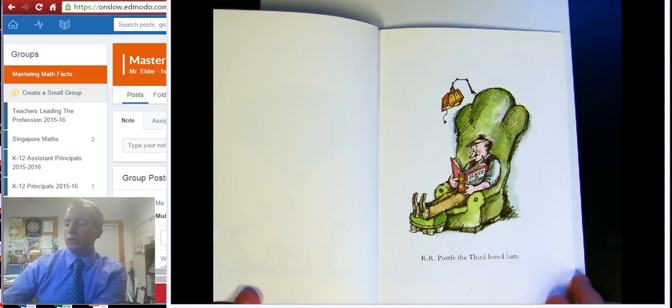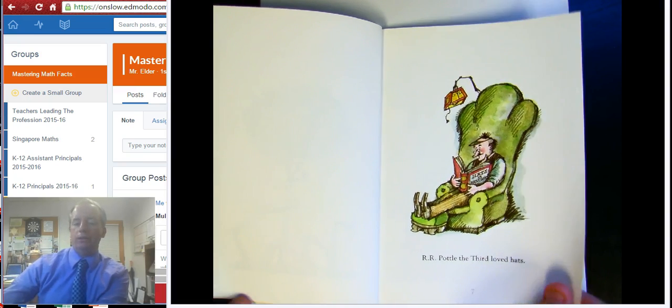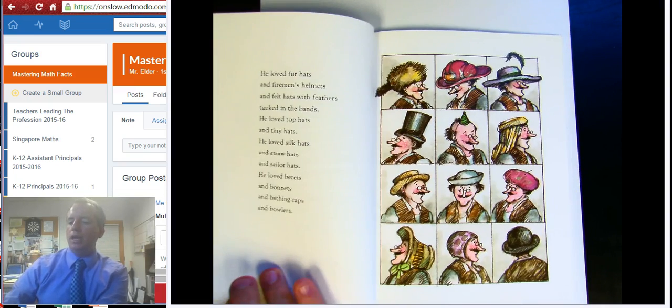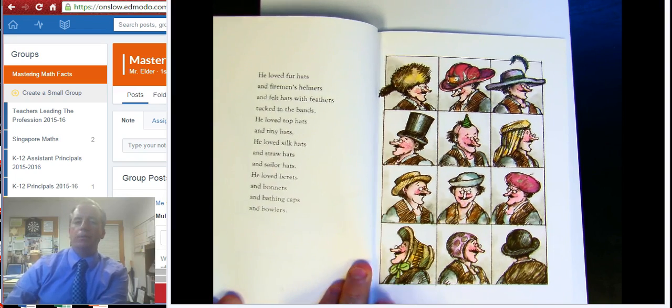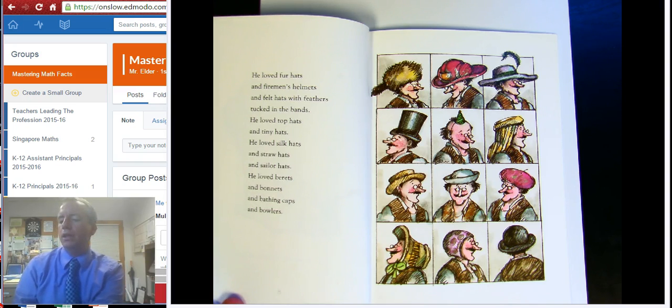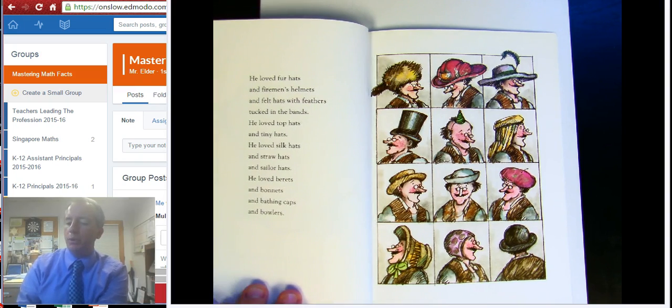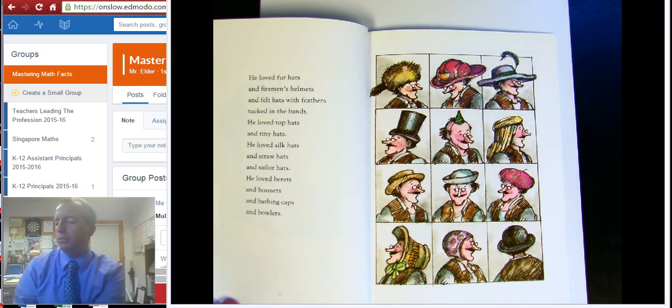So here we go. R.R. Pottle III loved hats. He loved fur hats and firemen's hats and felt hats with feathers tucked into the bands. He loved top hats and tiny hats. He loved silk hats and straw hats and sailor hats. He loved berets and bonnets and bathing caps and bowlers.